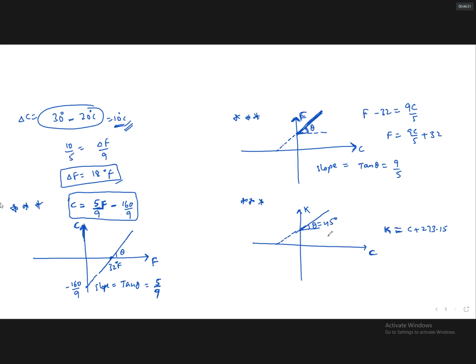The intercept, when C is equal to 0, the K value becomes 273.15. And when K is equal to 0, we get minus 273.15 degrees Celsius. Means minus 273.15 degrees Celsius is equal to 0 Kelvin. That temperature is known as absolute zero. So that is in thermometry. Generally, we need to convert a temperature in one scale to another scale.